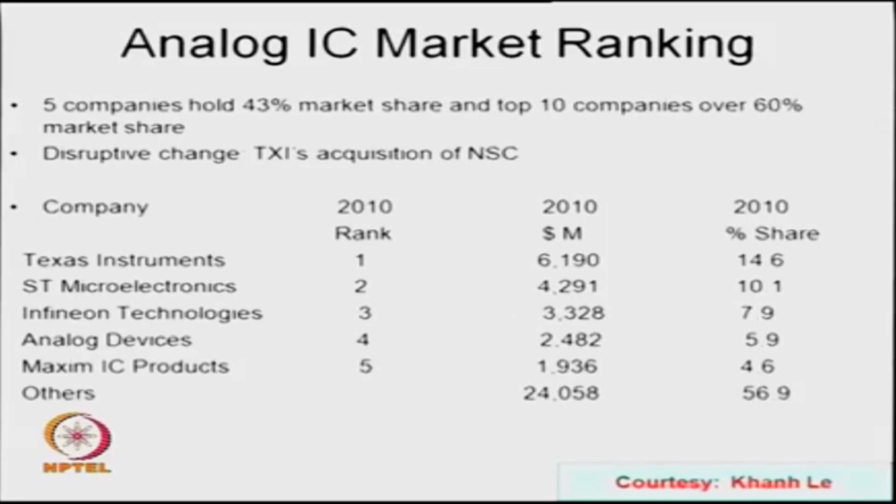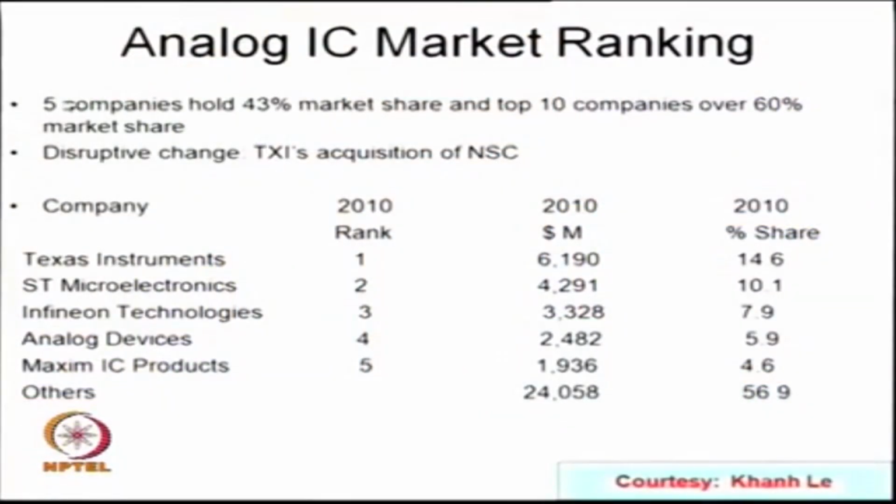Infineon, part of which has now become Intel Mobile, but the remainder of Infineon was earlier Siemens Semiconductors. Infineon is number 3 in the analog market, $3,328 million business in 2010, and it's around 8% share. Analog Devices, they also work on a lot of DSP products, but in their analog part they are ranked 4th, around $2,500 million business, roughly 6% share. And one much smaller company compared to these 4 is Maxim, which is 5th, with around $2,000 million, which is only 5% of the business, but they do very niche business.